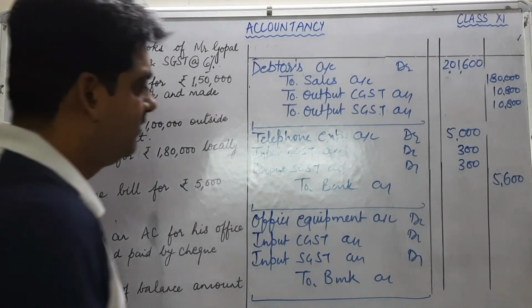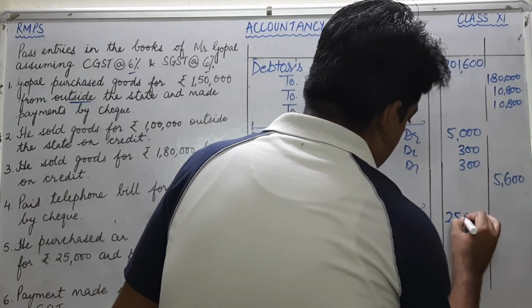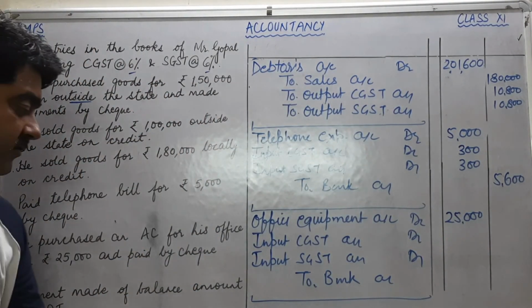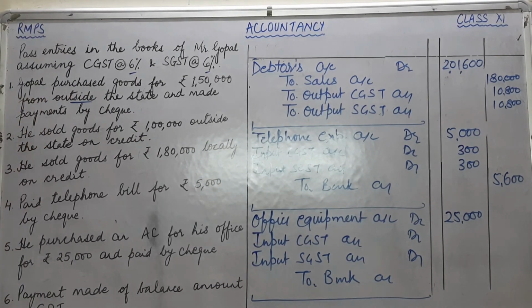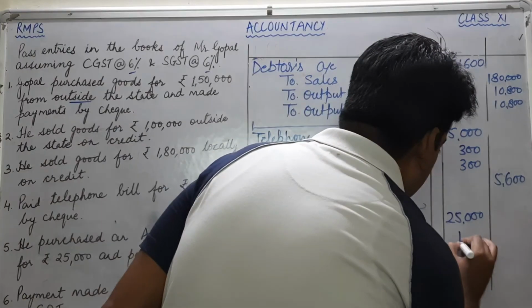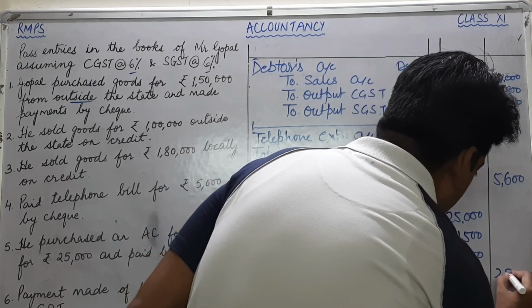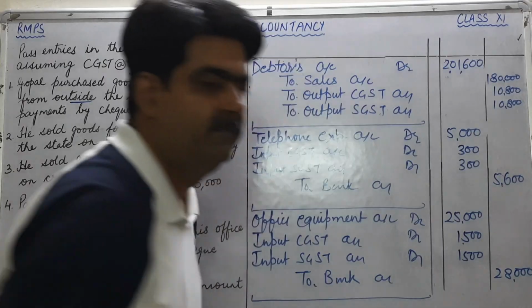And you can see purchase price is 25,000 and two taxes are there, 6%. So on 25,000 rupees 6% will be 1,500 and 1,500, and this will be 28,000. Okay.